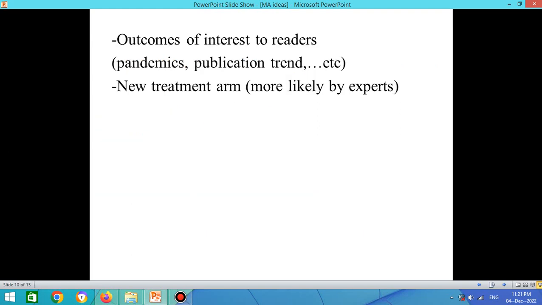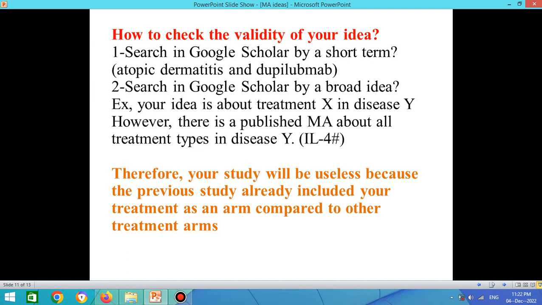Outcomes of interest to readers. For example, pandemics, like now monkeypox, are hot topics, as are publication trends, like obstructive sleep apnea before, etc. If you found new treatment arms, they are more likely to be found by experts. If you are an expert in the field, do you know new therapeutic agents, new groups? Moreover, if you are interested in many conferences, you will find more abstracts about the new treatment, more diagnostic procedures, etc. How to check the validity of your idea?